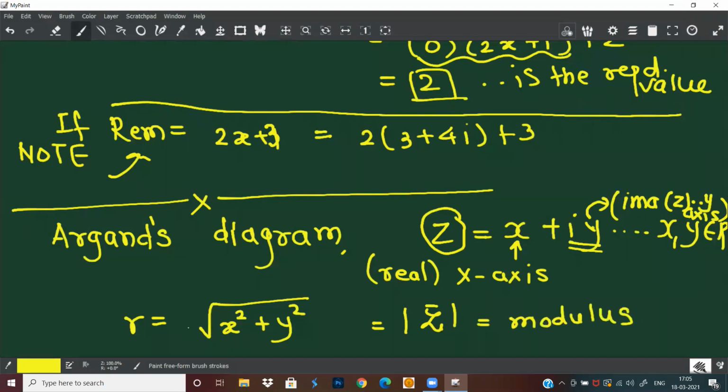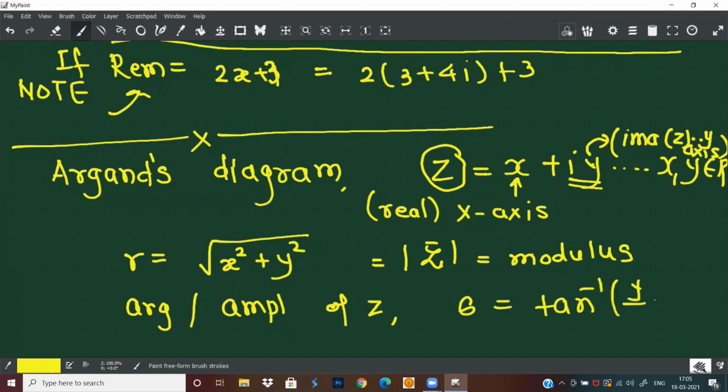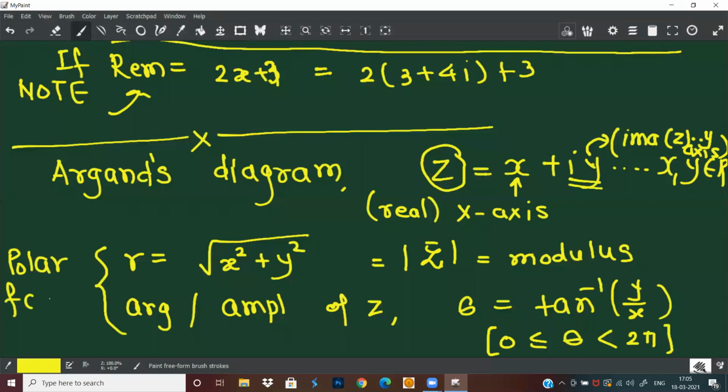You must have done all this already, but I am just revising. And the argument or amplitude of z is given as theta, which is tan inverse of y by x. I'll teach you how to write in r and theta. I need to write the answer in polar form.